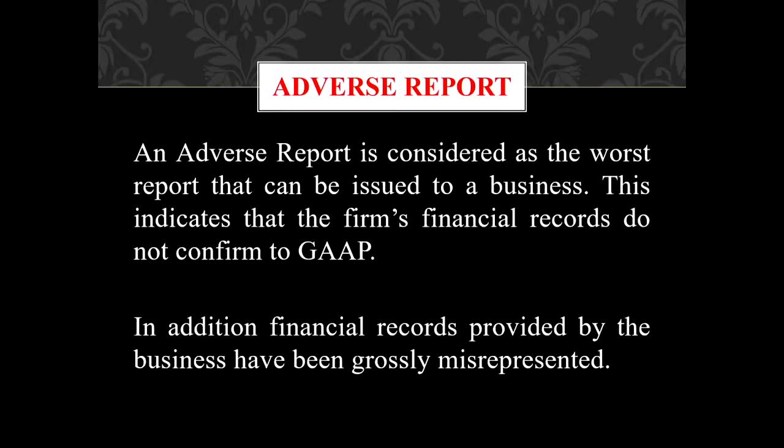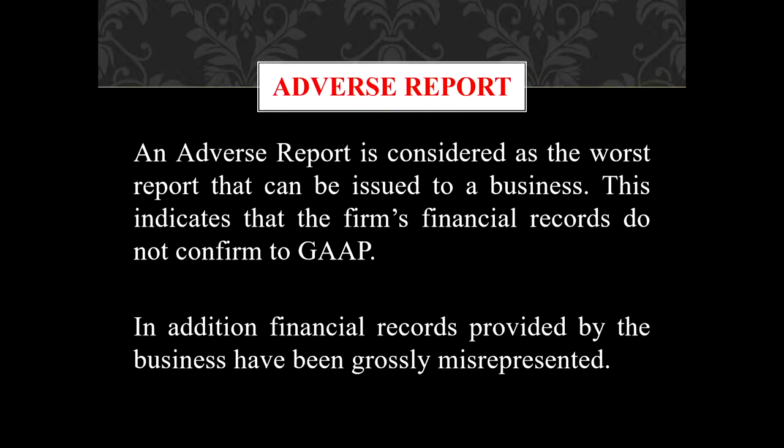The third report is called an adverse report, which is always considered the worst report for any business to have. For this, the auditor is not able to give a report which shows truth and fairness. That means there is misappropriation of records, figures and facts in the financial records of the company. That is why it is an adverse report and it is considered the worst report any company can have.